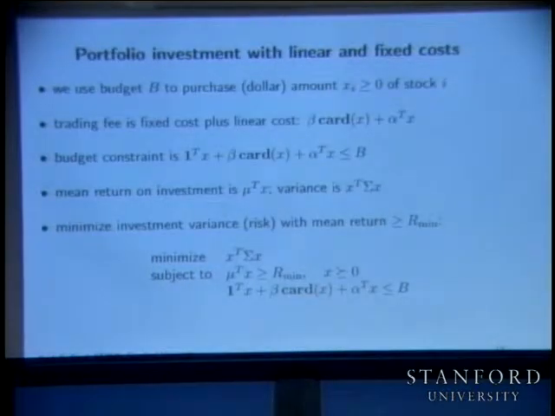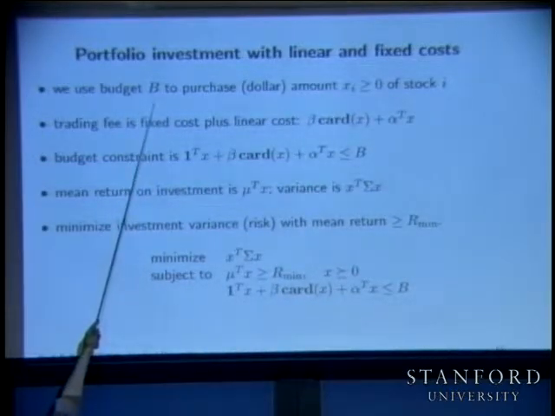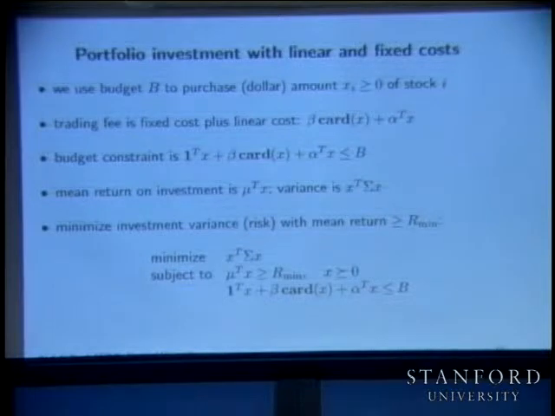Okay. We'll do another one, portfolio investment with linear and fixed costs. So let's see how that works. We'll take long positions. So we're going to invest an amount x_i, and they're going to sum up to b here. Well, we'll get to that in a minute. No, that's our budget. Sorry, they're not going to sum up to b, because we're going to have to purchase these things, and the way that's going to work is this.